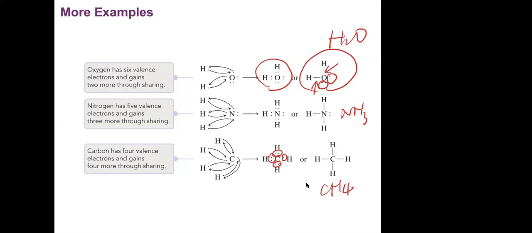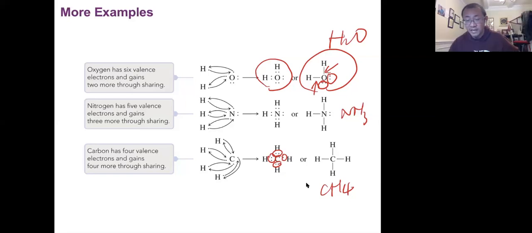Yes, 4 pairs, 4 dashes means 8 electrons. If you have 8 electrons, that's enough because of the octet. Right. Carbon has no lone pair electrons or non-bonding electrons. All electrons are bonding electrons. Okay.